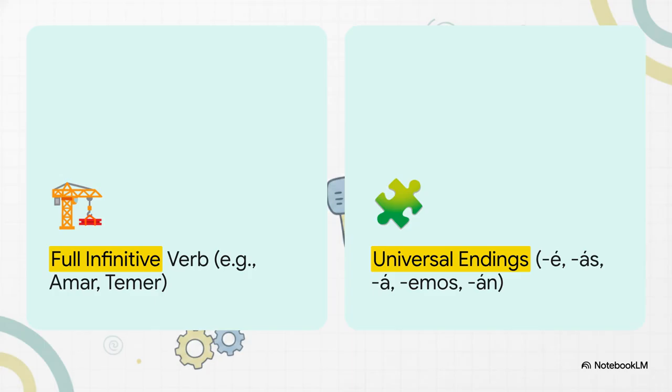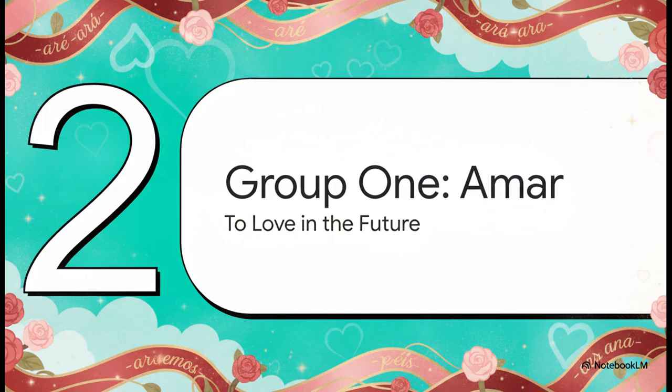If you look at the left side of our equation, you take the full, untouched infinitive verb, the whole word, exactly as you'd find it in the dictionary, like amar, temer, or partir. Then, looking at the right side, you simply add these universal endings directly to the end of that full word. The endings are é, ás, á, emos, and án. You literally just glue them together. It really is that straightforward. Let's see it in action.